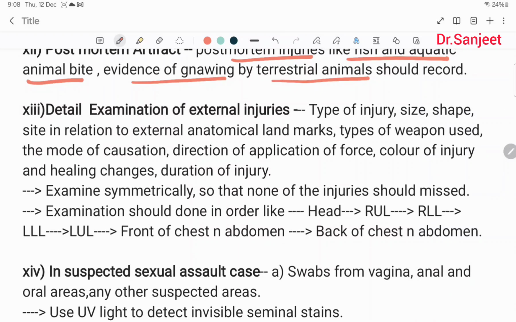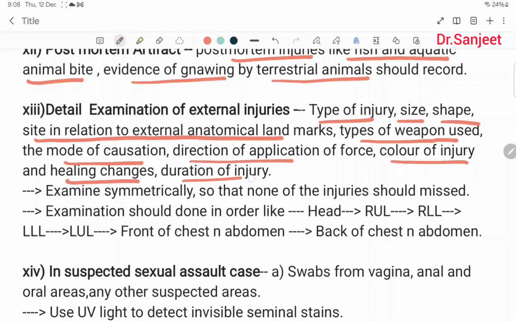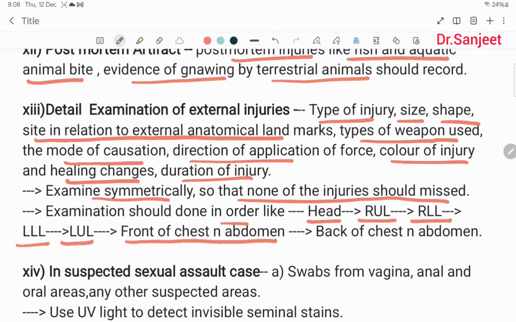Detailed examination of external injury. Types of injury: size, shape, site in relation to the external anatomical landmark, type of weapon used, mode of causation, direction of application of force, color of injury, healing changes and duration of injury. Examine systematically so that none of the injuries should be missed. Examination should be done in order: first head, then right upper limb, then right lower limb, then left lower limb, then left upper limb, then front of chest and abdomen and then back of chest and abdomen.